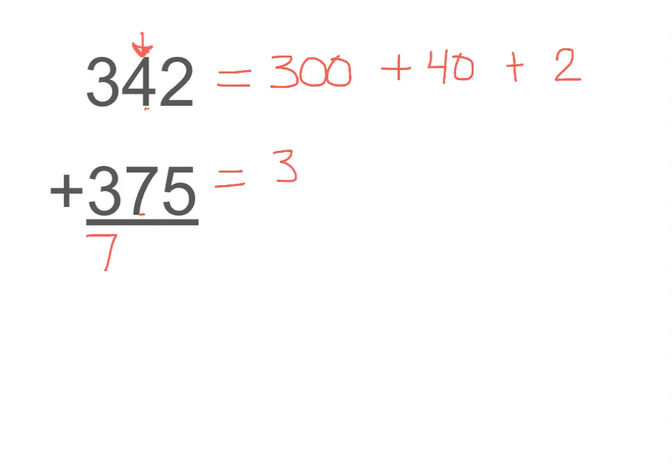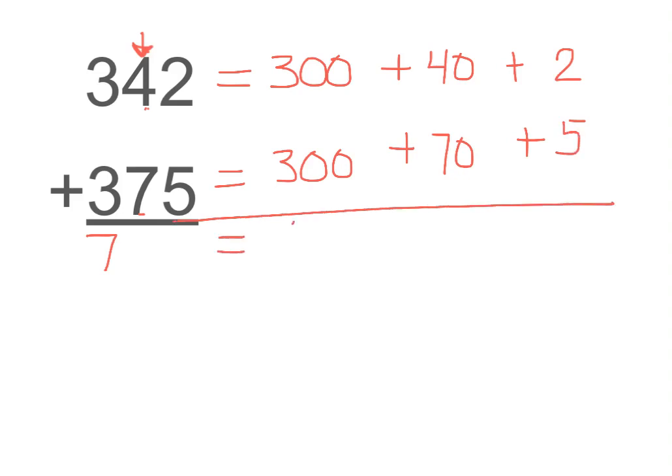Let's try another one. Again, we need to write it on the edge so we have room to expand these 3-digit numbers out. 342 plus 375. Do you see that we are going to make another 100 there? Because 70's partner is 30. So we know the answer will be in the 700s. So 300 plus 40 plus 2. 300 plus 70 plus 5.